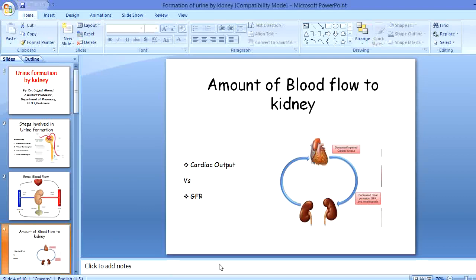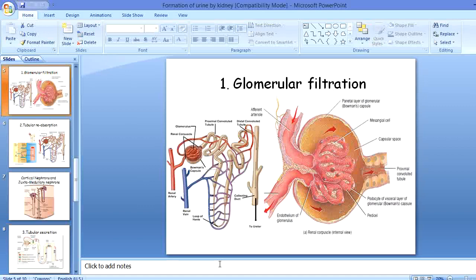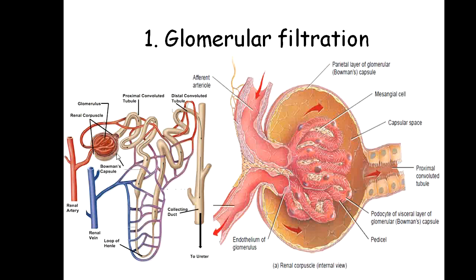This 600 ml of plasma actually reaches the glomerulus of the nephron. You can say that 1 liter of blood reaches this glomerulus, but out of this 1 liter of blood, we will assume that 600 ml of plasma reaches this glomerulus, and this 600 ml of plasma is filtered in this glomerulus. This is the magnified shape of this glomerulus.